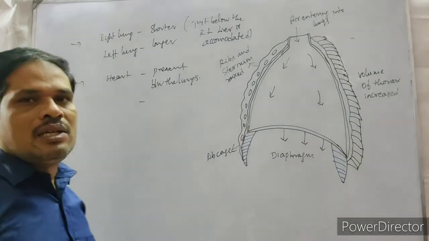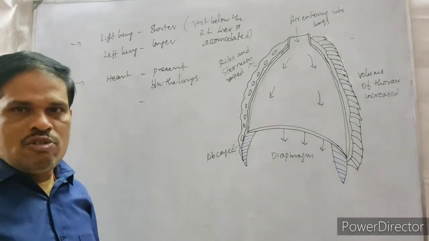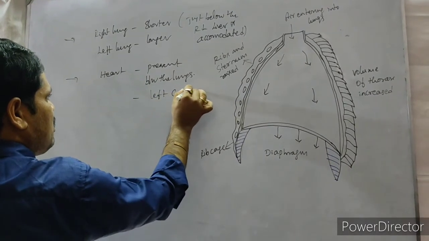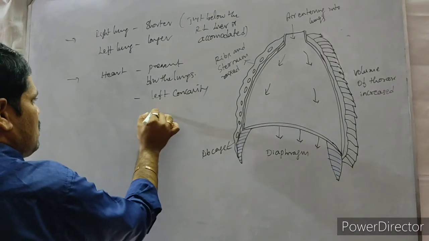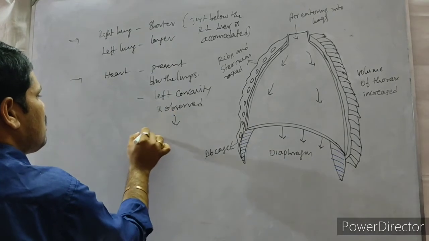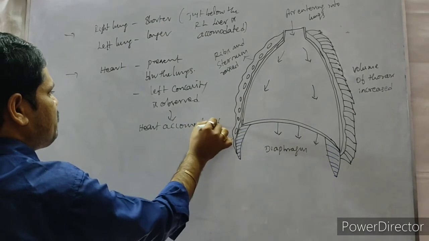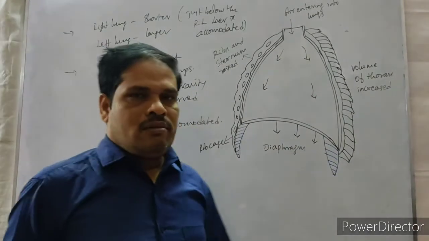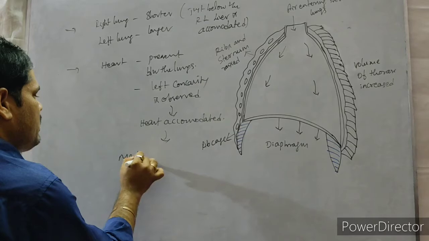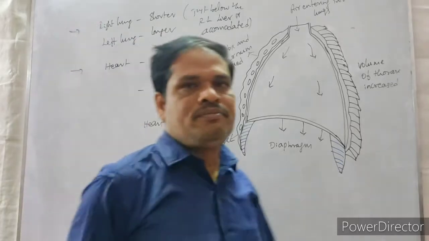Here the left lung has a concavity. In that concavity only the heart is accommodated. In the left lung, the concavity is observed, and in this concavity the heart is accommodated. What is the location of the heart? The mediastinum. In this location, the heart is accommodated.